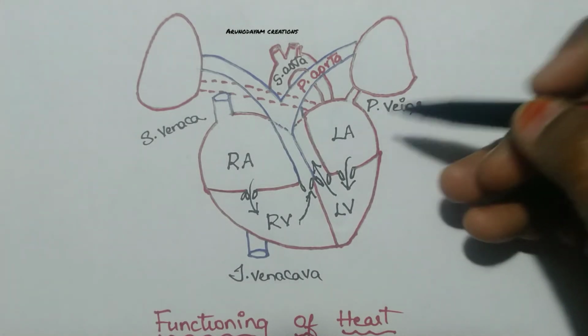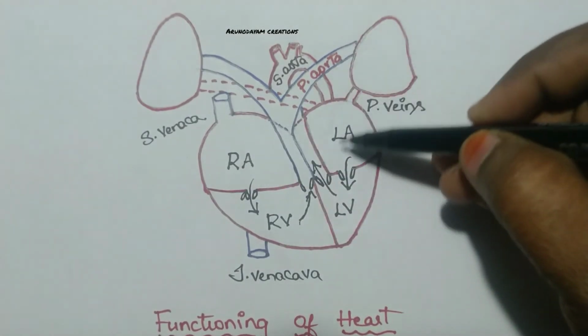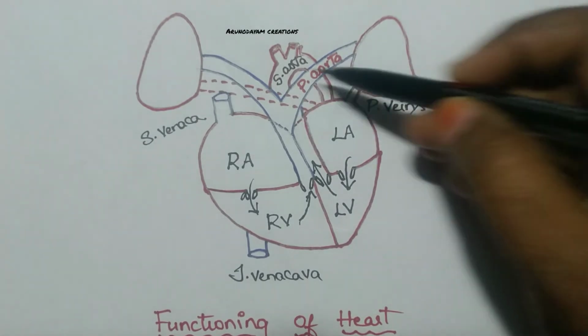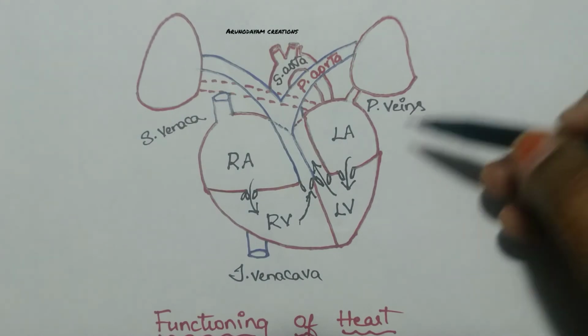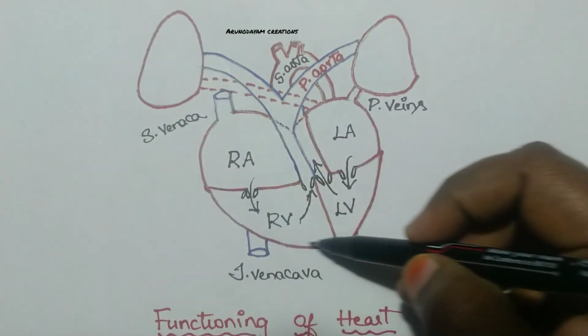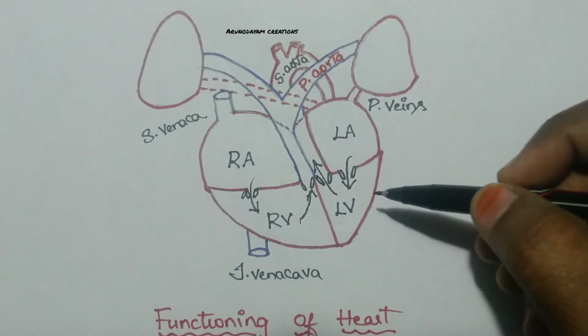Still some more are there. Superior vena cava, inferior vena cava, pulmonary artery, pulmonary veins and systemic aorta. Okay, 5 blood vessels. Next, we have two types of blood vessels in the walls of the heart: coronary artery and coronary vein.